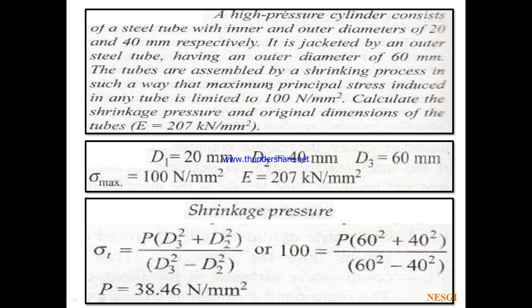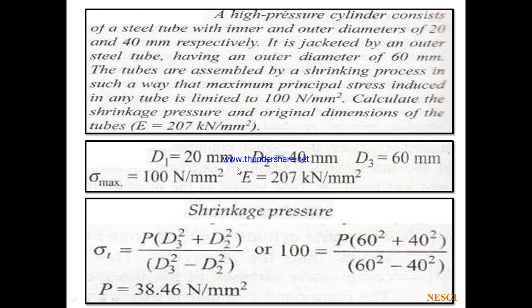Means this is the maximum allowable stress for the material which is used for the manufacturing of the cylinders. Calculate the shrinkage pressure and original dimensions of the tubes. So we need to find the original dimensions, means before assembly. What are the dimensions of the tubes? So this is again Young's modulus is given. It is 207 kilonewton per mm square.